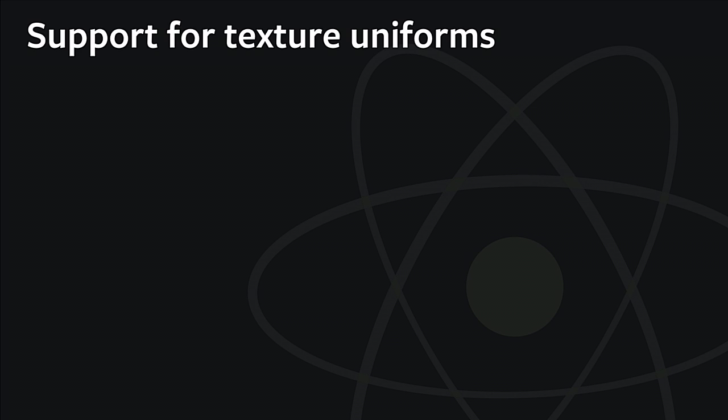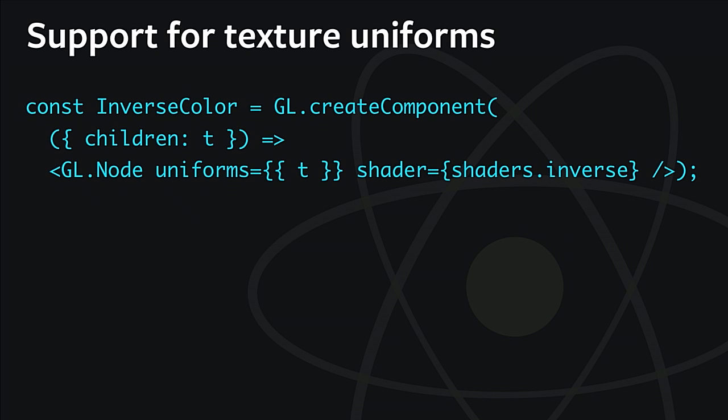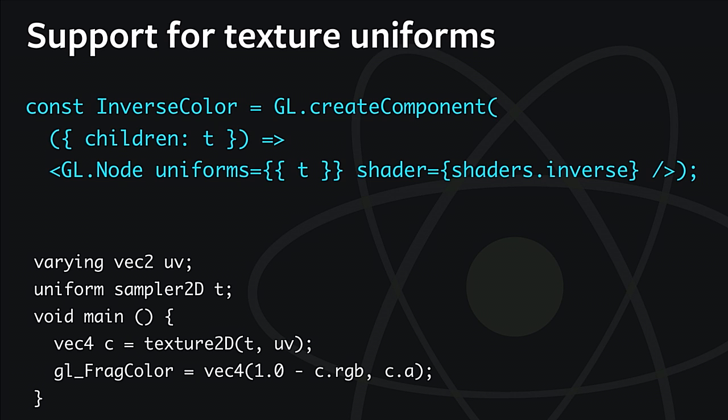Okay, let's see how we can support textures. So textures are also uniforms. Here's an example where I define an inverse color component. This is the code that runs that. It's just like 1 minus the color, basically. So I have an inversion of color. I'm using children props, which is special props in React.